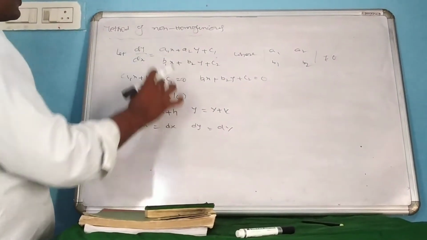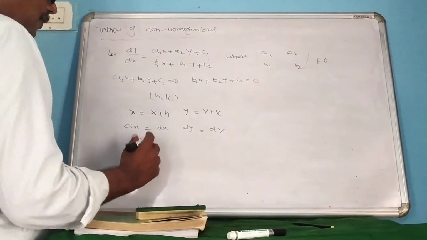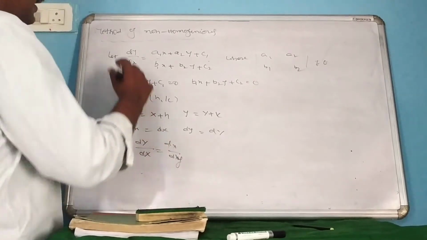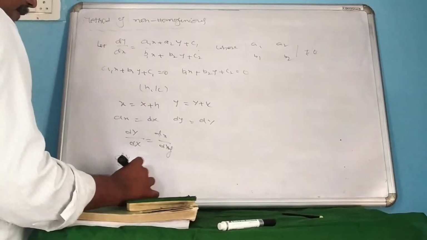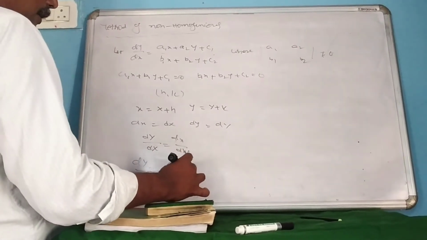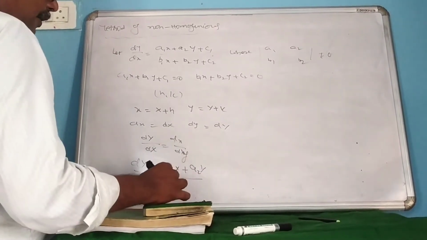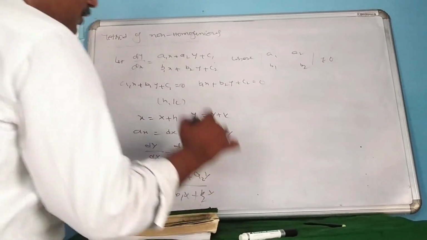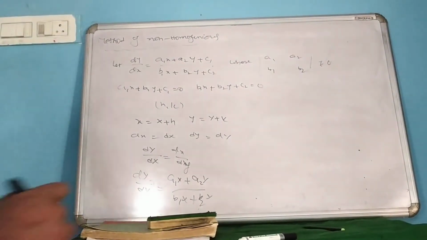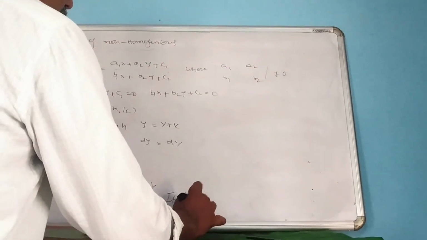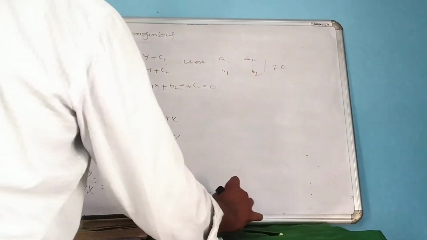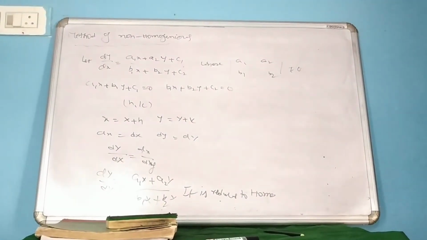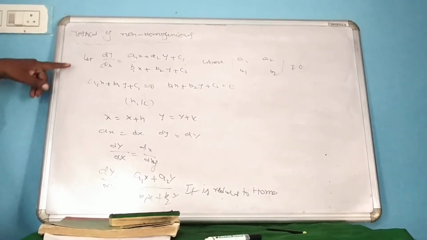On substituting this in this, we will get dY by dX is equal to a1 capital X plus a2 capital Y by b1 capital X plus b2 capital Y. This is reduced to homogeneous form. Then we know how to solve this equation. In this method, there is also a second case.